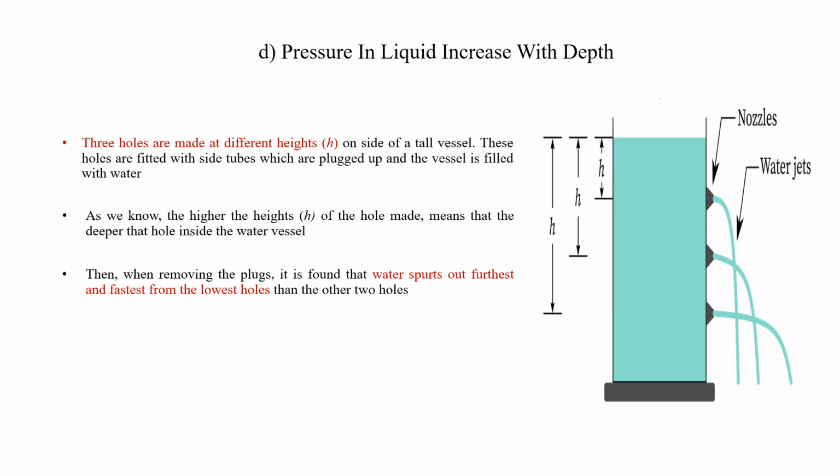As shown in the figure, the water spurting out from the lowest tube travels a longer distance compared to the medium and upper holes. This shows that as the depth increases, the liquid pressure also increases. Pressure in liquid increases with density.